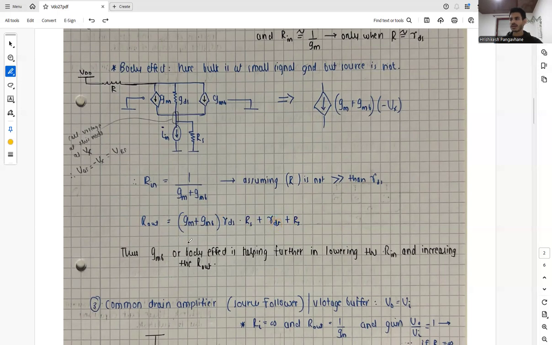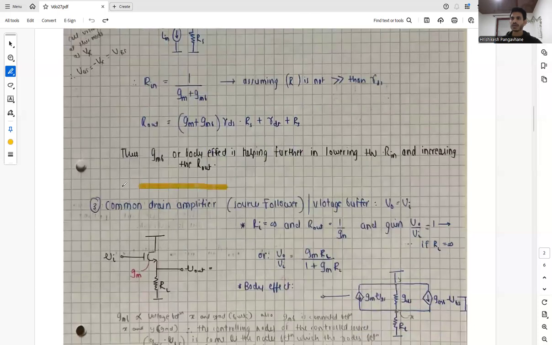So thus the GMB, or the body effect, is basically helping further in lowering the input resistance, or input impedance, and increasing the output impedance, and that's what we wanted. So to make a better quality current source, we basically require a minimal input impedance and maximal output impedance.